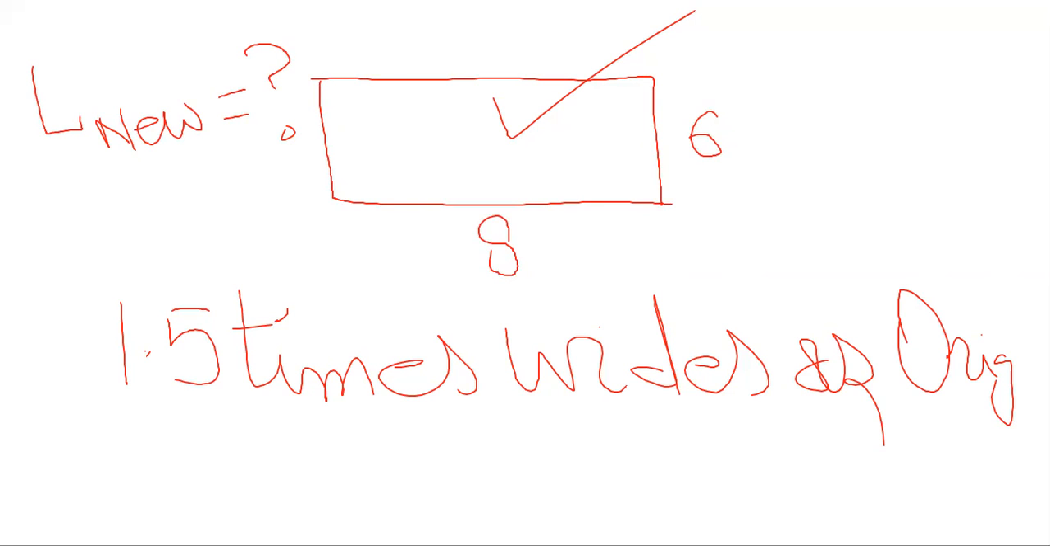All right. So A is equal to 48. 48 times 2, 96, divided by 11.